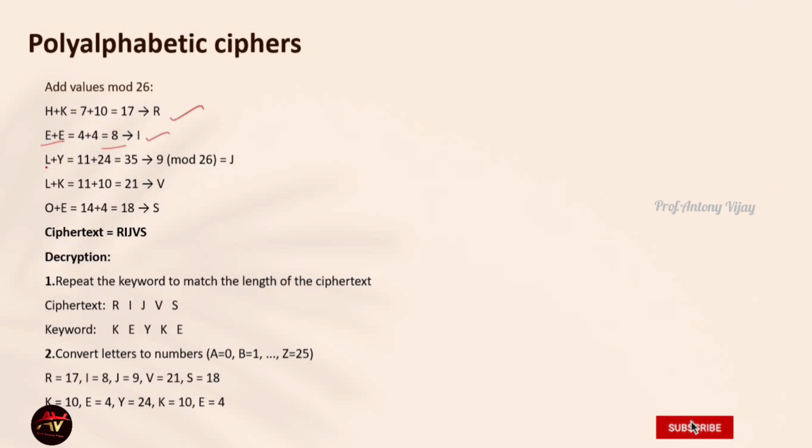Now it is I. Then L plus Y is 11 plus 24, which is more than 26, so we have to apply mod 26 here. It is 35, and 35 mod 26 means we find the remainder, which is 9. For 9, the alphabet is J. For L plus K, it is 11 plus 10, which is 21, so it is V. And O plus E is 14 plus 4, which is 18, so it is S. So we got the ciphertext RIJVS. This is the ciphertext for hello.